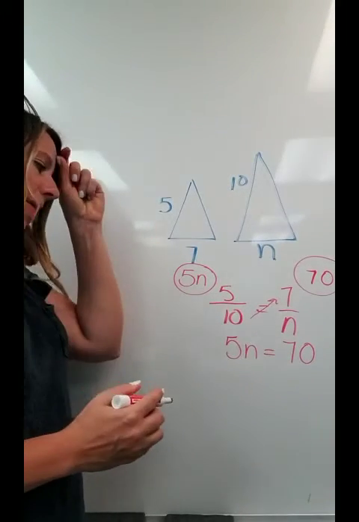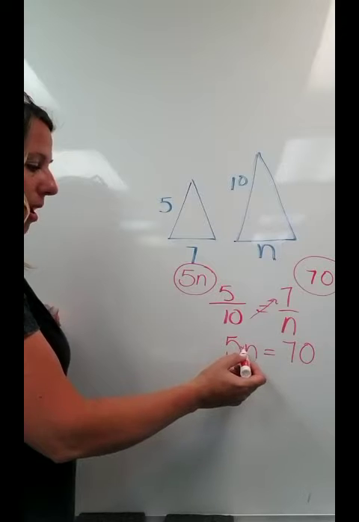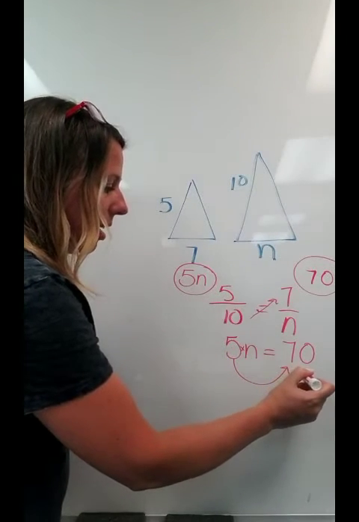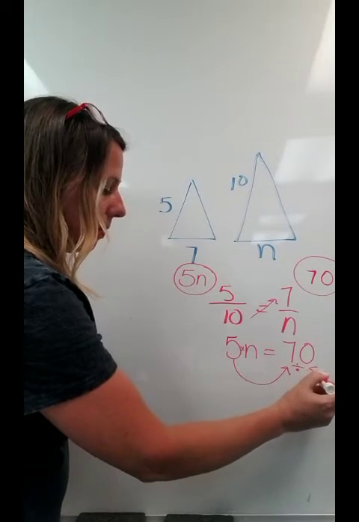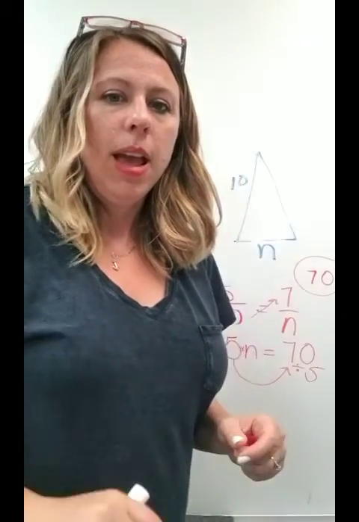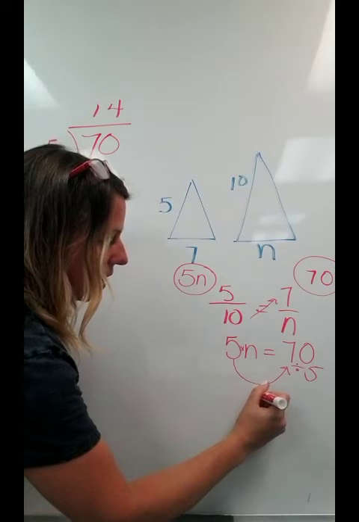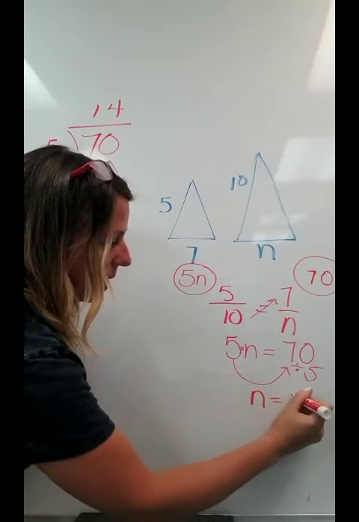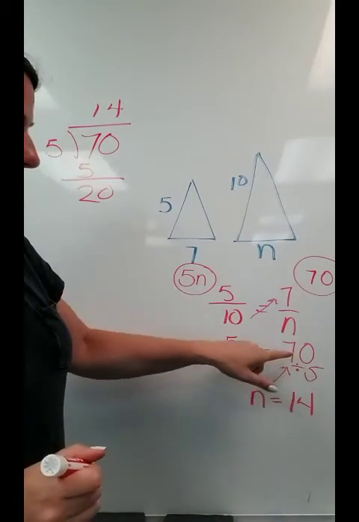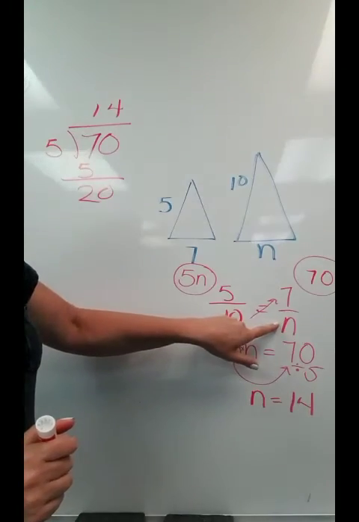Now to figure out what n is, you have to do the opposite of what you did on this side. So on this side, you're multiplying 5 times n. So let's bring the 5 over and we're going to divide by 5. So 70 divided by 5. And if you divide that out, you're going to be left with n equals 14. Because if you divide 5 into 70, it will go into 70 14 times. That means that this number is 14.